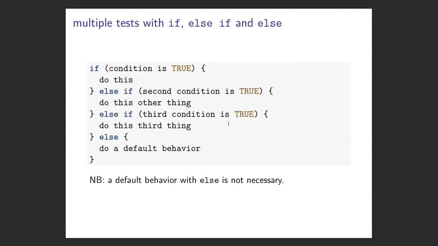Now, you might want to test multiple conditions, and we have else if for that. So the way it works is we test the first condition like before. If it's false, we go to the second condition. If that one's true, we go and we execute the code that says do this other thing. If it's false, we try the third condition, and if that's true, we do this third thing, and else is still a default behavior. Notice that if we do something, we're not going to check the other conditions. So we're going to leave and exit the control flow.